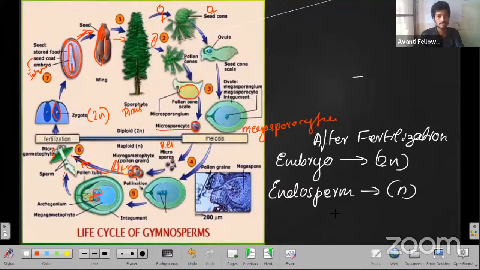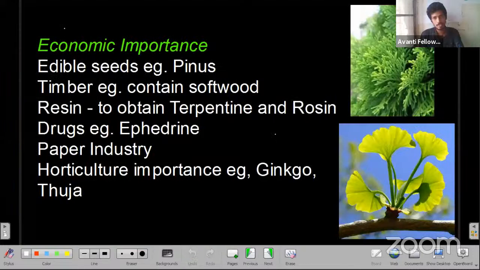So we will go to the next one. That's the economic importance. So what is the economic importance of the gymnosperms? Major is that some of those seeds are edible. We can go for the example of pinus.